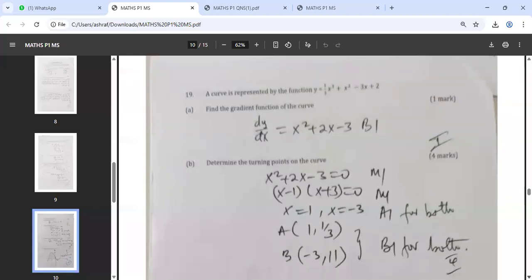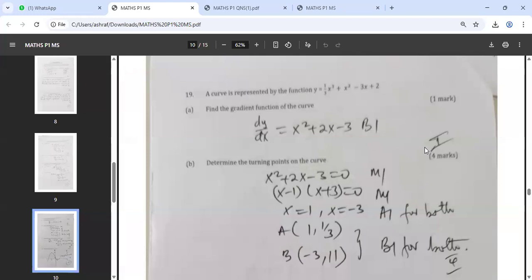So that's what you have. The working is not showing everything, but I have explained. So you have x squared plus 2x minus 3 is 0. Then here we are factorizing. You factorize and then solve for x. So you get x to be 1 and negative 3. Then this 1 you substitute back into the equation of the curve to get the corresponding value of y. You'll get a third. And -3, if you substitute back, you get 11. So the two points are 1, a third and -3, 11.